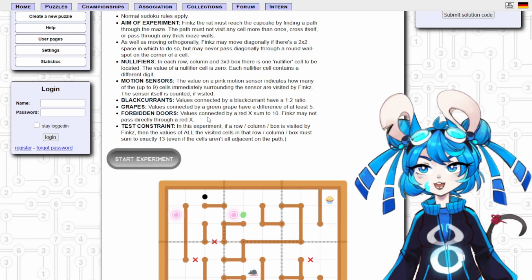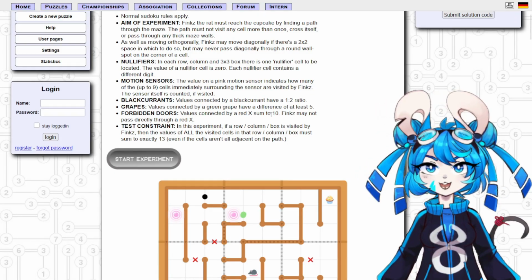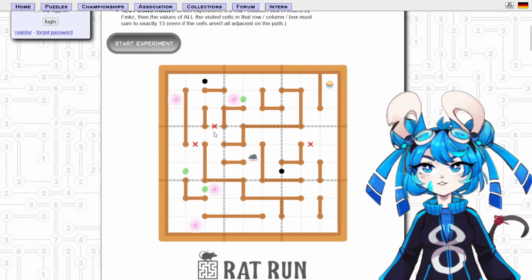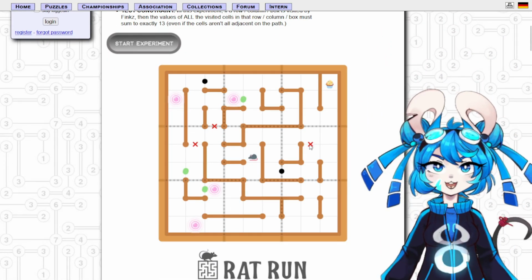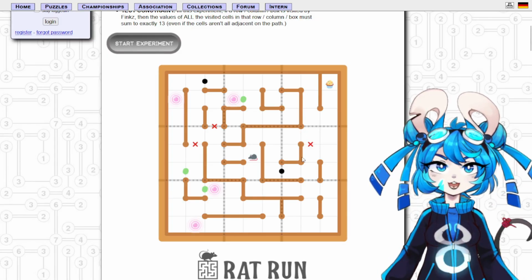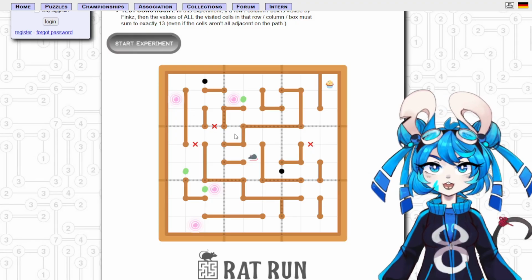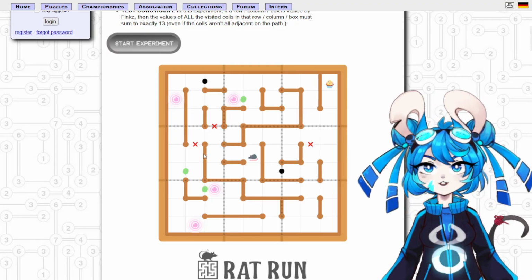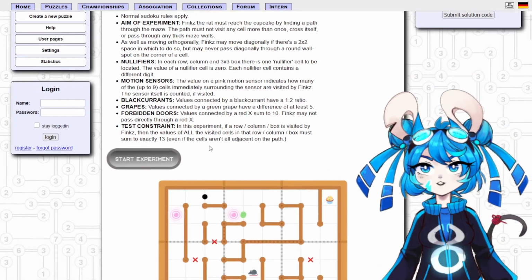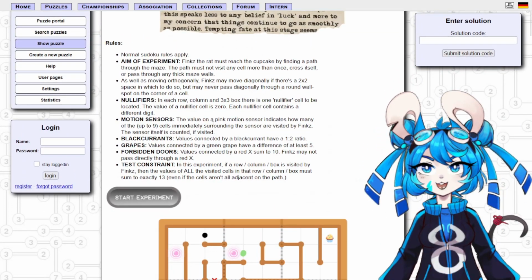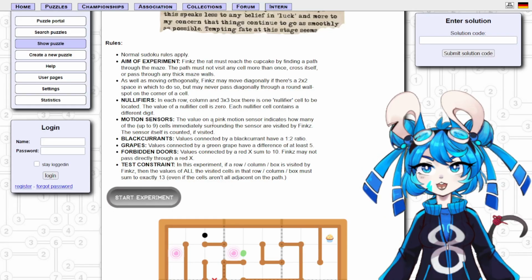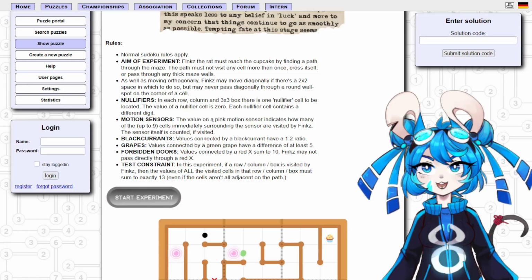Forbidden doors: values connected by a red X sum to 10. Finks may not pass directly through a red X. So normally these just count as a wall, but in this case, this cell here, she can still move diagonally. Whereas over here, there's a wall that sticks out, but you can't move diagonally through that. And it's also worth noting that a nullifier cannot be next to a red X because then the other digit on the X would have to be 10, which doesn't work.